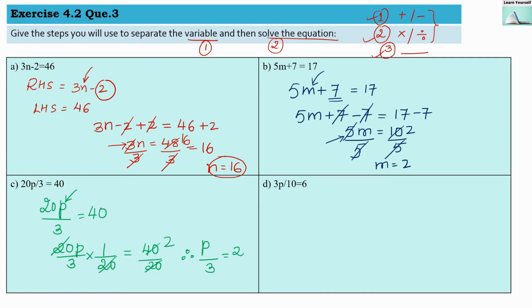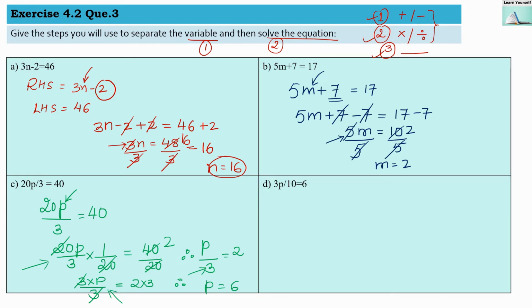Now we are going to multiply by 3 on both sides, so we can cancel out this 3 which is in the denominator. So 3 into p divided by 3 equals 2 into 3. This 3 and this 3 get cancelled out, so we get p equals 6. Two operations we have done here: first we divided by 20, and then we multiplied by 3. That is how we separated this variable p, and we got the answer p equals 6.